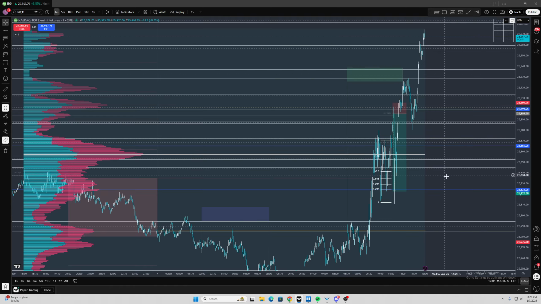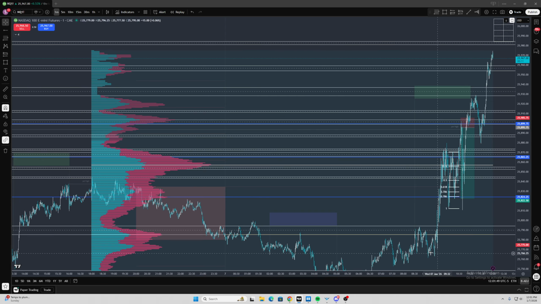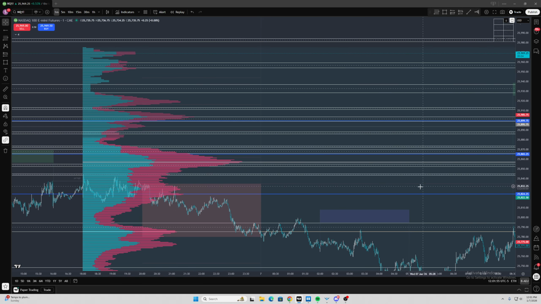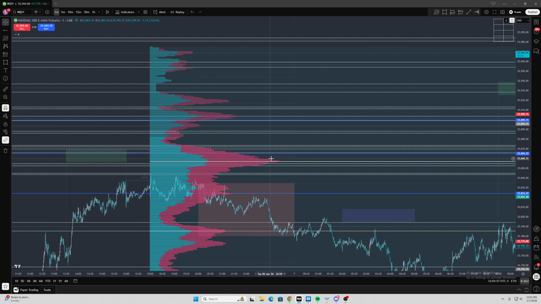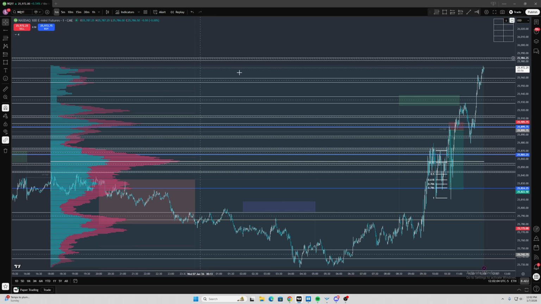This is the current day volume profile. If you don't know what a volume profile is, it's basically the volume bars on the bottom of your screen flipped on its side, but instead of each candle, it shows you the volume at each price level. This line is called the point of control. This is where the most volume is traded in this entire range.